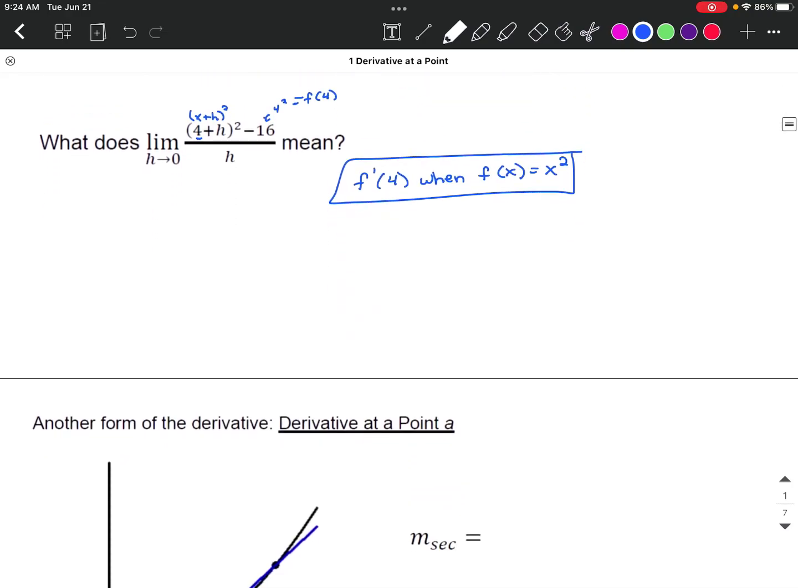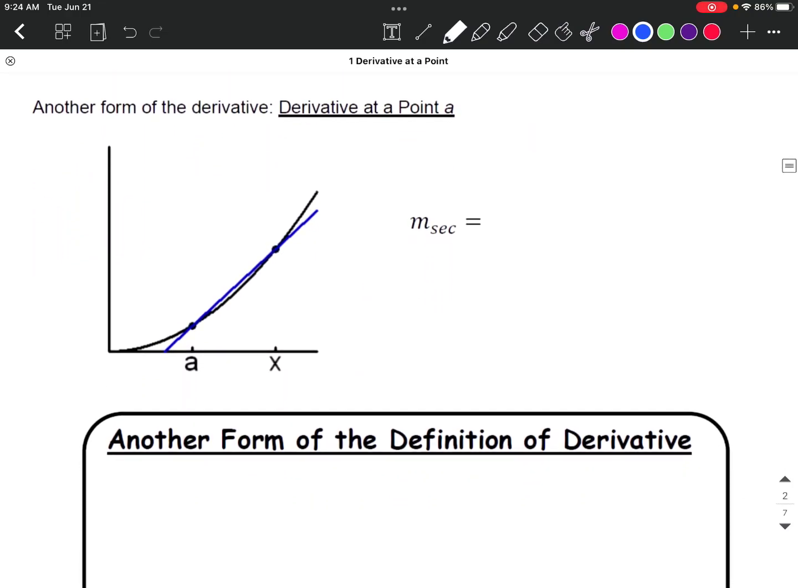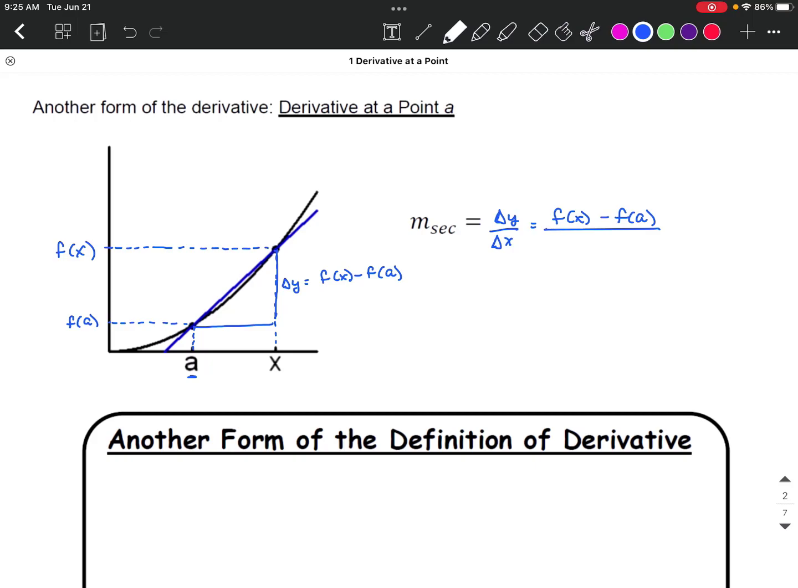There is another way. So another form of the derivative, let's say we want to find the derivative at a point A. So here's A on our number line. Okay? So if this is A, then the height at A of the function would be f of A. And if this is our other x value, then the height is f of x. So the slope would be the change in y's, which would be f of x minus f of A, over the change in x, which is x minus A.